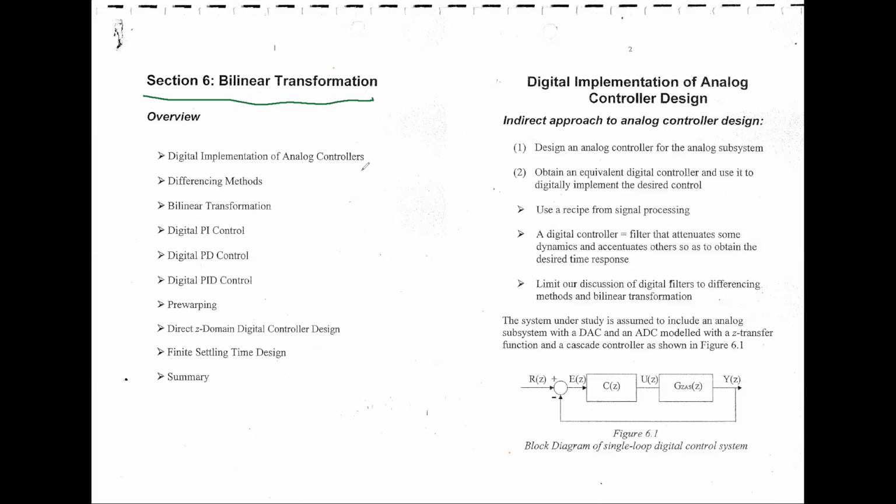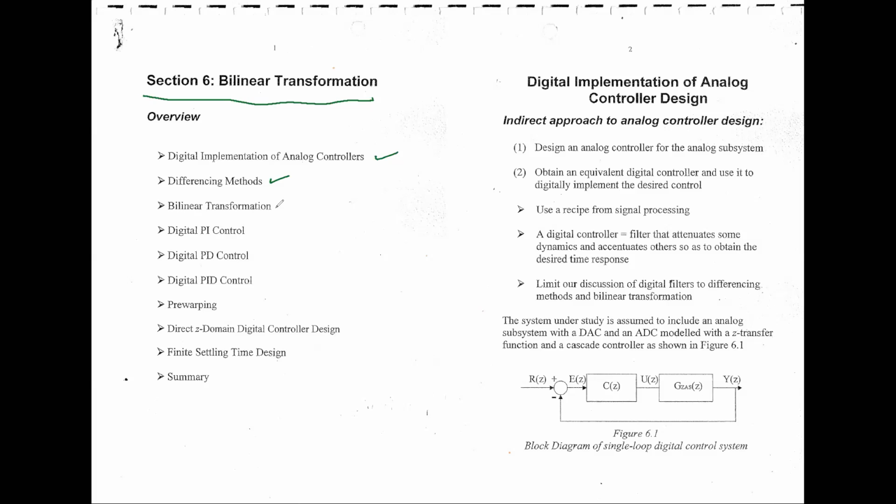We are going to look at how we can digitally implement analog controllers. Let's say you have already designed analog controllers for your analog plant and you want to implement a digital version of it. So we'll look at that. We'll look at the differencing method, which we have also looked at in the previous class. We won't go very deep into differencing methods. I'll just show you the results. We won't go into the derivation.